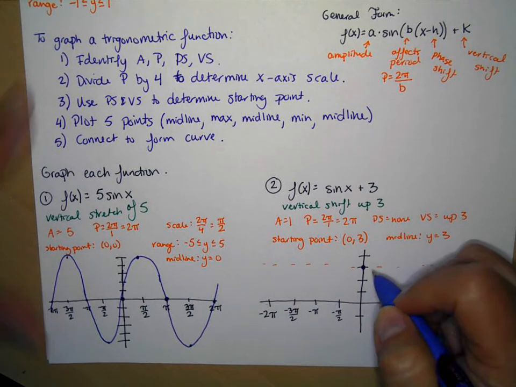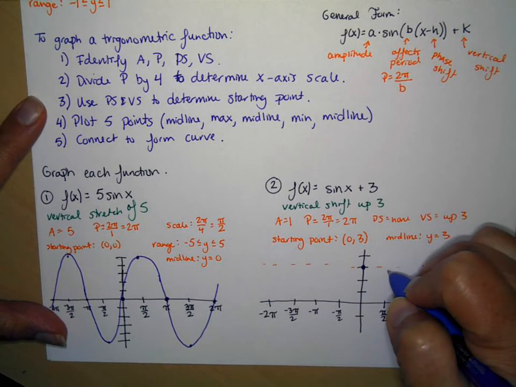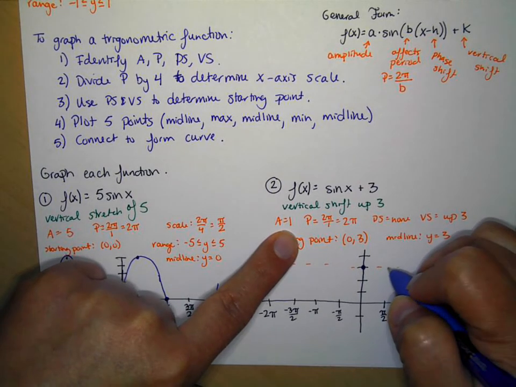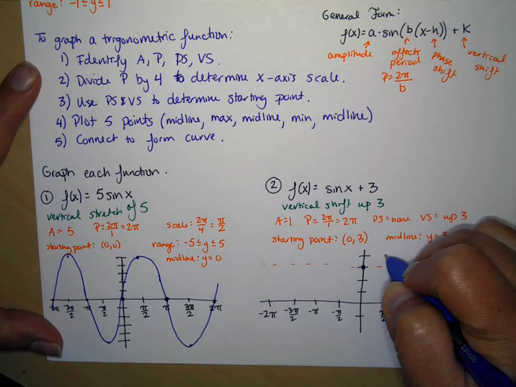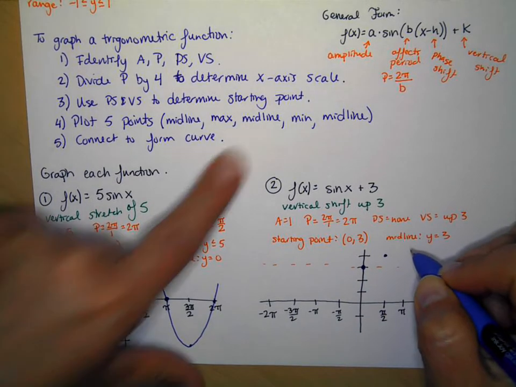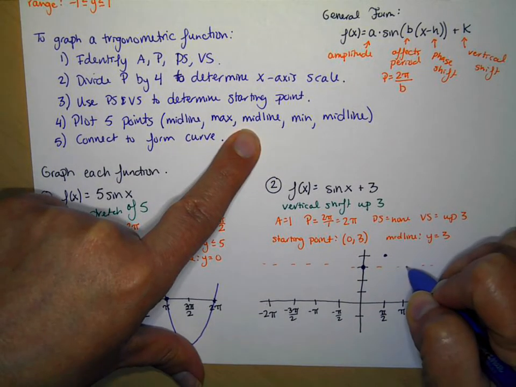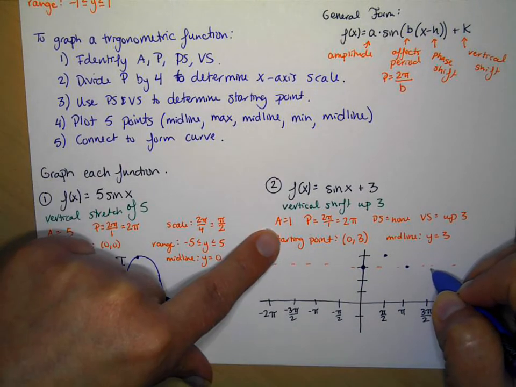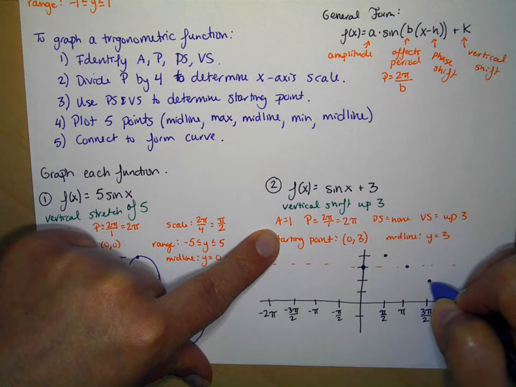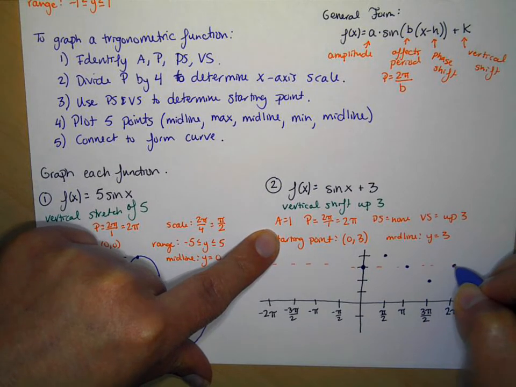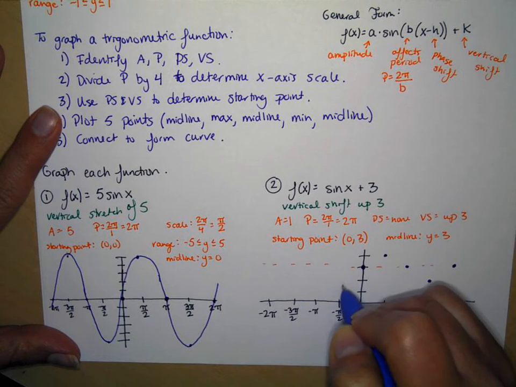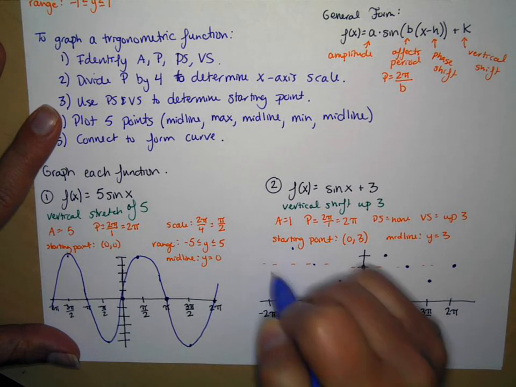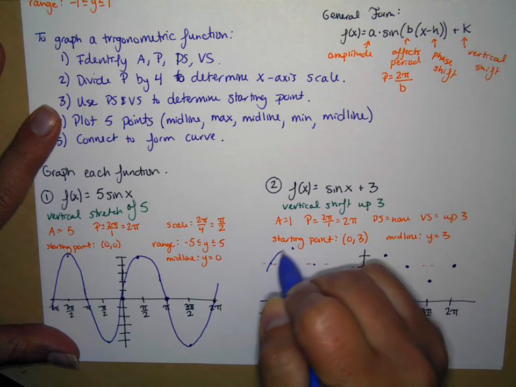All right, so our first point's on the midline. Our next point is going to be the maximum. Since our amplitude is 1 this time, that just means we're going up 1 space from our midline. Our third point should be on our midline. Our fourth point should be at our minimum, and since our amplitude is 1, that's going to be 1 space below. And then back to our midline. And you can continue the pattern on the other side to complete your graph.